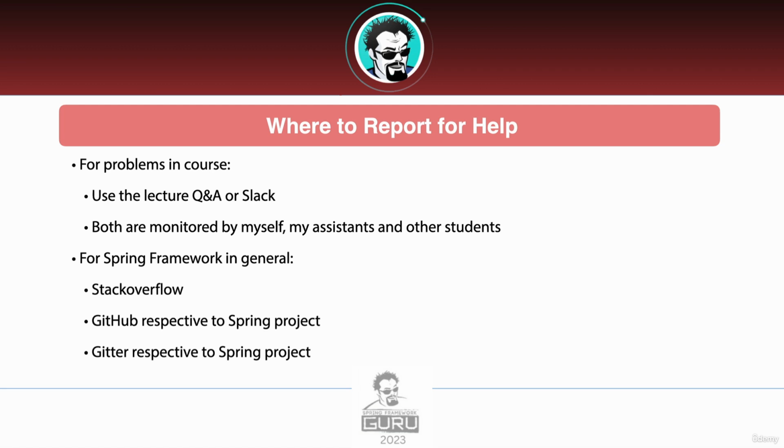Good community there. Now, if you're having issues with a specific Spring project, each Spring project has GitHub repositories, and there will be issues there. Also, a lot of the Spring projects, not all of them, but a lot of them, will have a Gitter account. It's kind of like Slack, an online chat room where you can also report those issues. But again, for the course, please use Q&A or Slack.